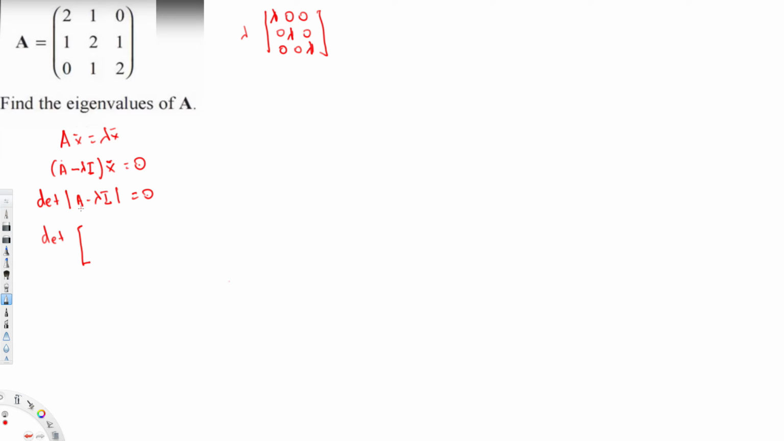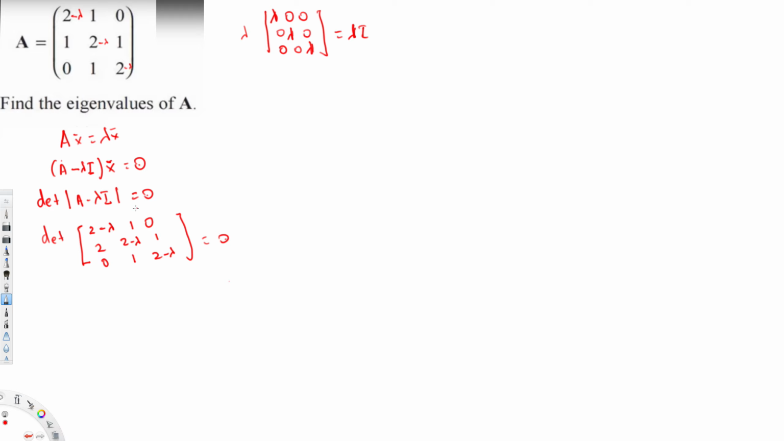So when I subtract lambda I from A, only the diagonal values get subtracted: 2 minus lambda, 2 minus lambda, 2 minus lambda, because the others subtract 0 and that doesn't change anything. So I write it right here: 2 minus lambda, 1, 0; 1, 2 minus lambda, 1; and the last row is 0, 1, 2 minus lambda. Now we have to find the determinant.